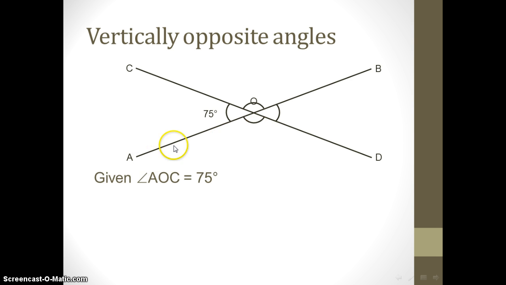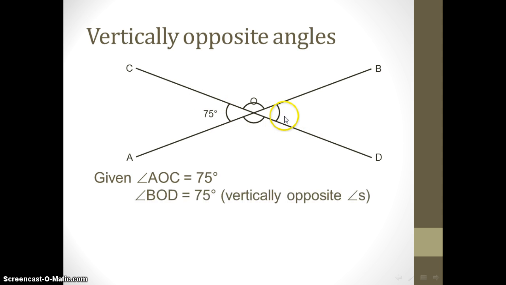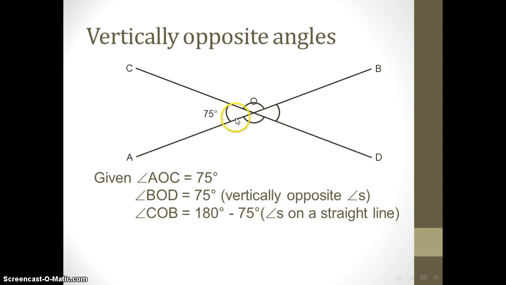Given that angle AOC is 75 degrees, can we find angle BOD? Very good. Angle BOD is also 75 because they are vertically opposite angles. Now let's look for angle COB. Can you tell me what is angle COB?